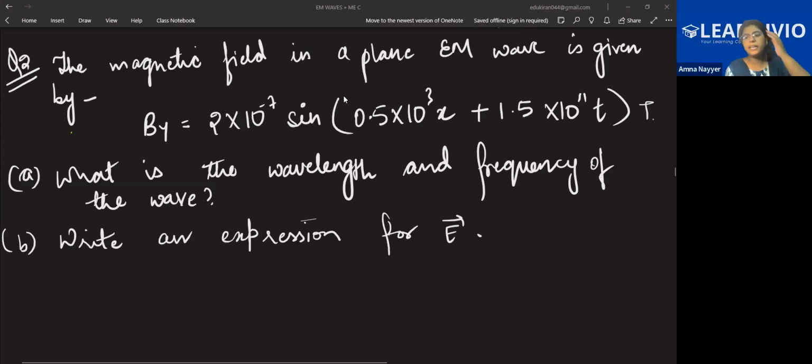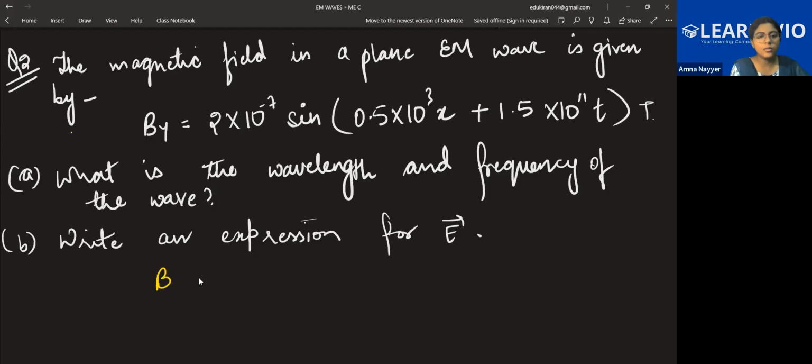Okay, class. So the magnetic field in a plane is given. Why are other students not following the instructions? See, class, when you have this kind of equation, one equation we had studied initially in the first class of EM waves. So you write the main equation.